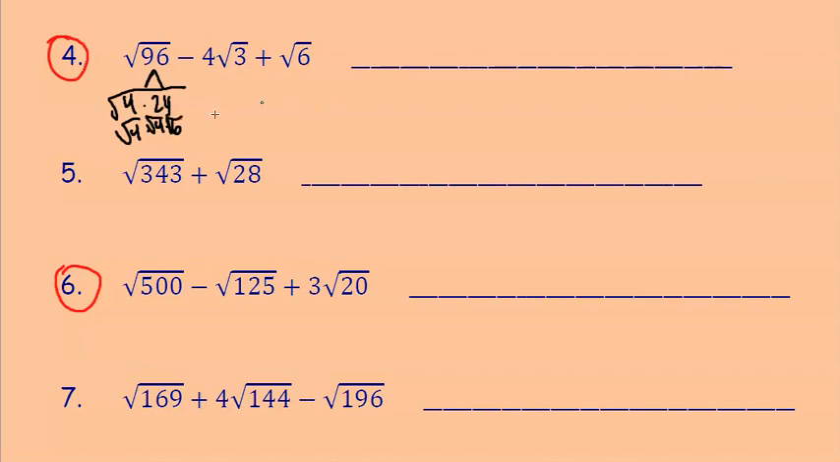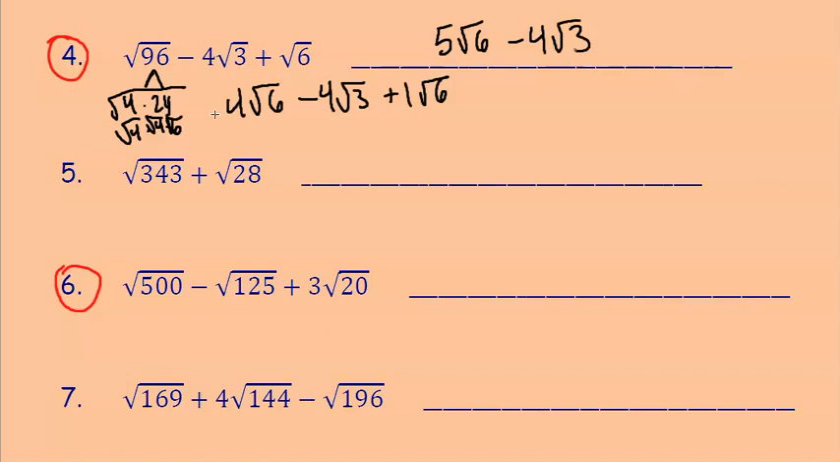So then we can rewrite this as 2 times 2, which is 4, 4 square root 6 minus 4 square root 3 plus 1 square root of 6. The first term and the last term are like terms, but the middle term is not because we have a square root of 3 instead of 6. So our answer would be 5 square root 6 minus 4 square root 3. Our answer has 2 terms in it.